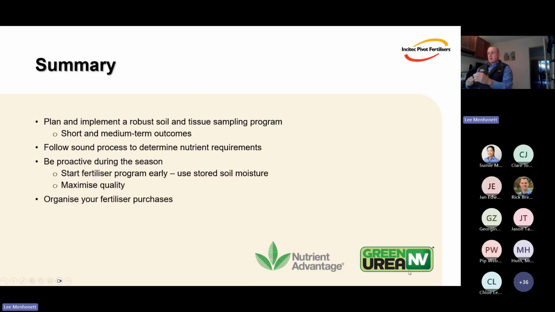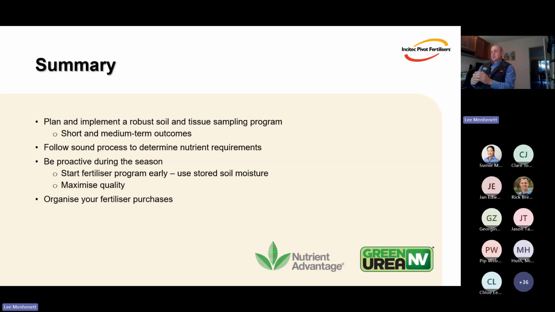So just to wrap that up, plan and implement a robust soil and tissue sampling program this spring, and that'll set us up for the immediate term, but also look forward into the short term, but also into that autumn period of time and next season as well.